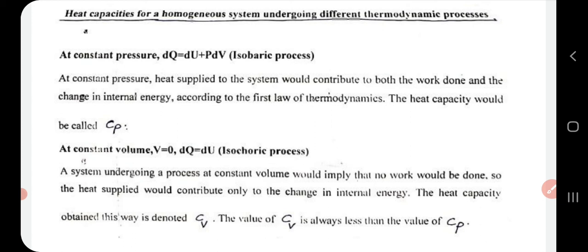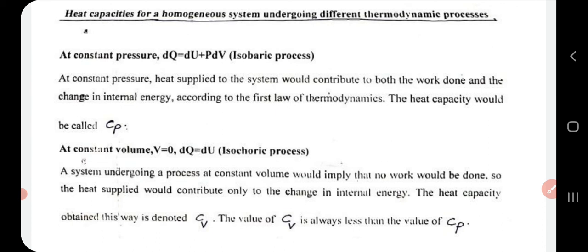Now what happens at a constant volume? V will be constant, so in dq is equal to du plus p dv, since v is constant, dv is 0, so the p dv term will be 0. So dq will be equal to du, that is the isochoric process, constant volume. In such a process, no work would be done. So the heat that we are supplying will contribute only to the change in internal energy. Okay, and here the specific heat at constant volume is denoted by Cv.